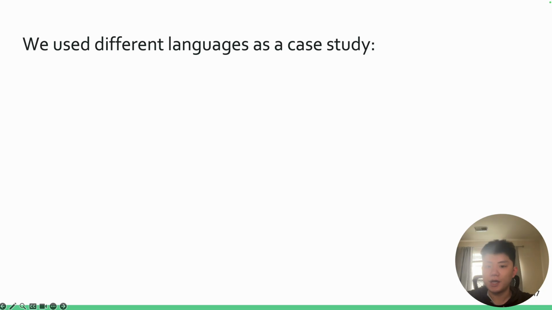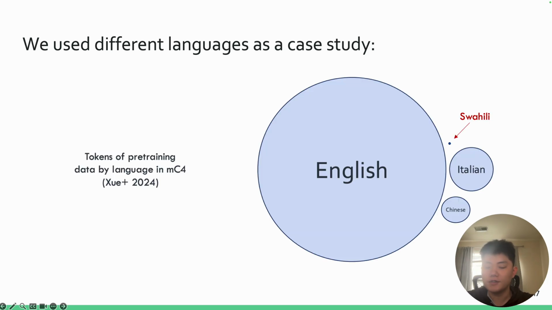Here we use different languages as a case study for data imbalance. We use the natural division of domains, different languages in the world, which has a super heavy domain mismatch. Here is an illustration of how much data is in the mC4 corpus, where the size of the circle is proportional to dataset size. English is much larger than Chinese, Italian, and Swahili, which is the low resource one, is nearly invisible in this figure.